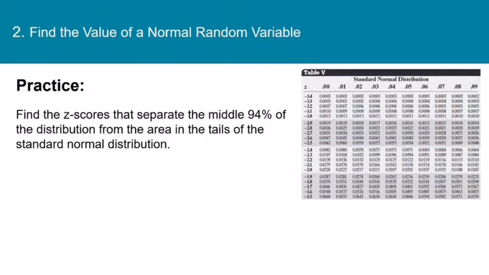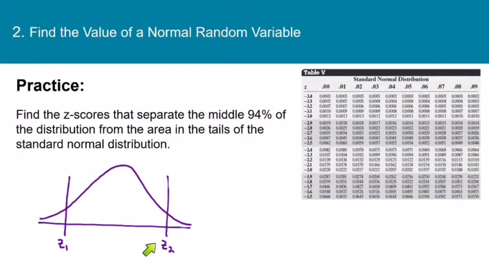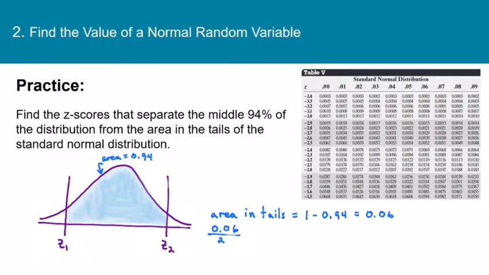And again, just for practice, this one says find the z-scores that separate the middle 94% of the distribution from the area in the tails. So start with a standard normal curve. Draw yourself two z-scores. This middle area is 0.94. And if the middle area is 0.94, then the area in the tails is the complement of that, so 0.06. That's both tails together. So the area in one tail is 0.03, and that's the area we want to go look for in the table.